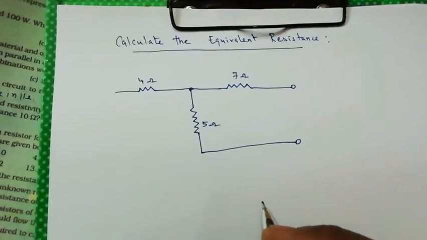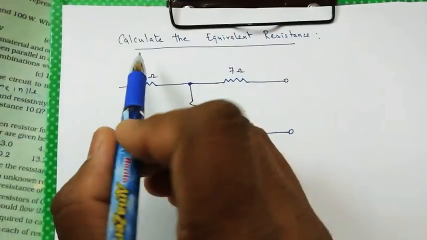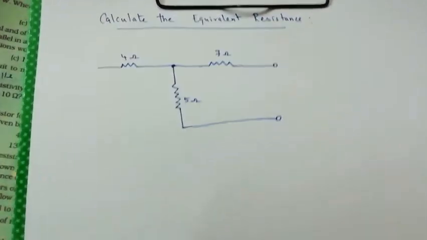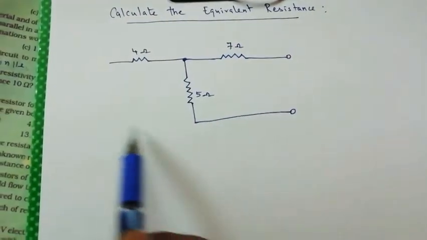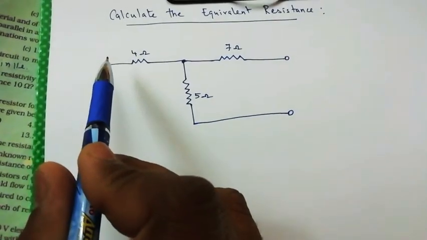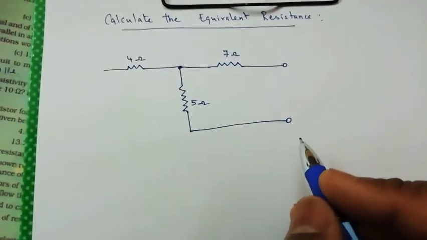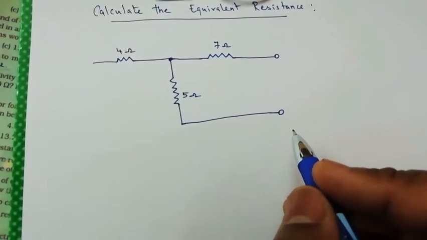Today we are going to continue the same. So for that, we are going to learn how to calculate the equivalent resistance. For example, if you are given a circuit diagram like this and asked to calculate the equivalent resistance from this, let's see how to calculate that.